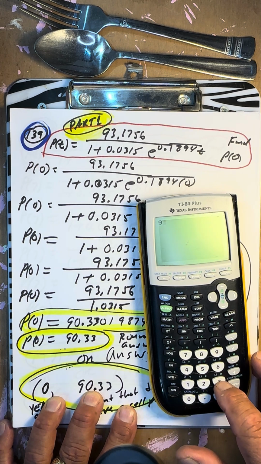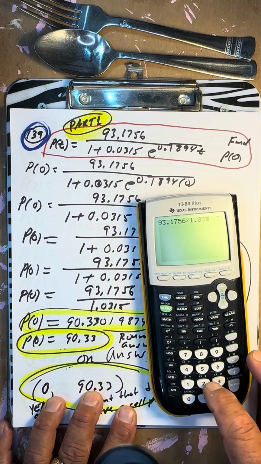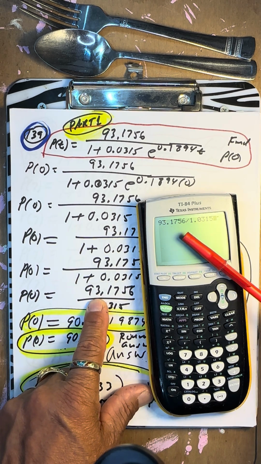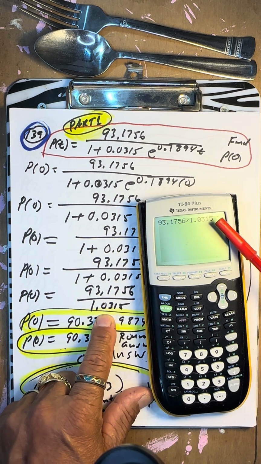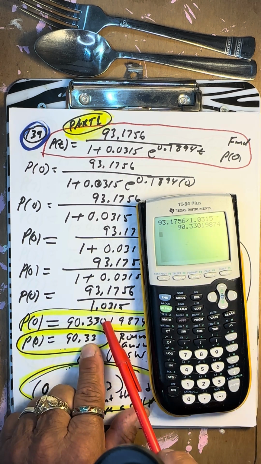So 93.1756 divided by 1.0315. Is that right? 93.1756 divided by 1.0315. Enter. 90.330. Yep, there it is.